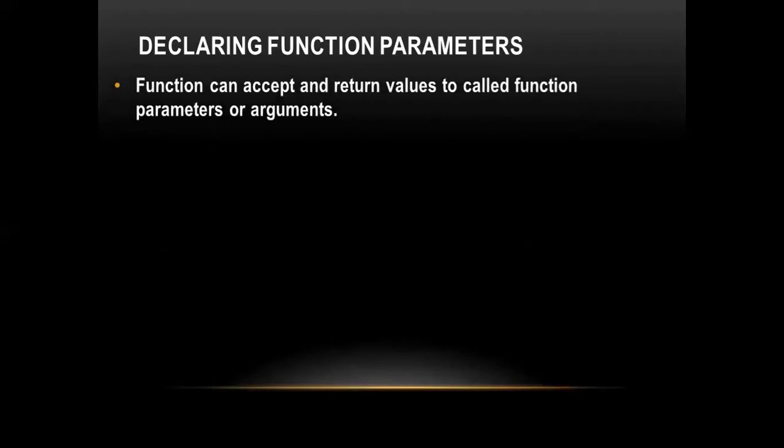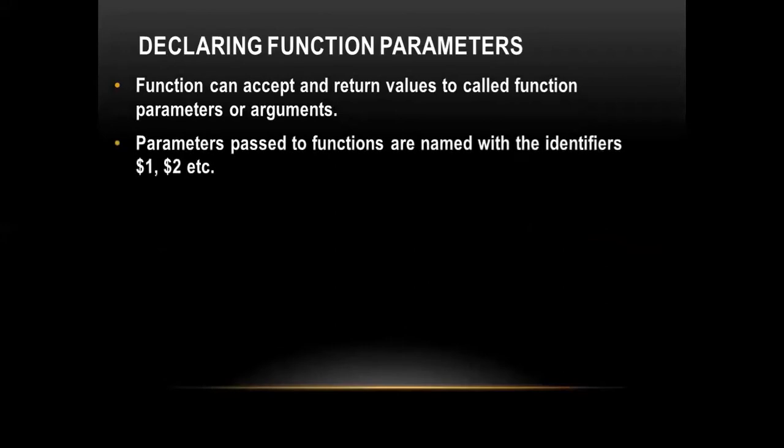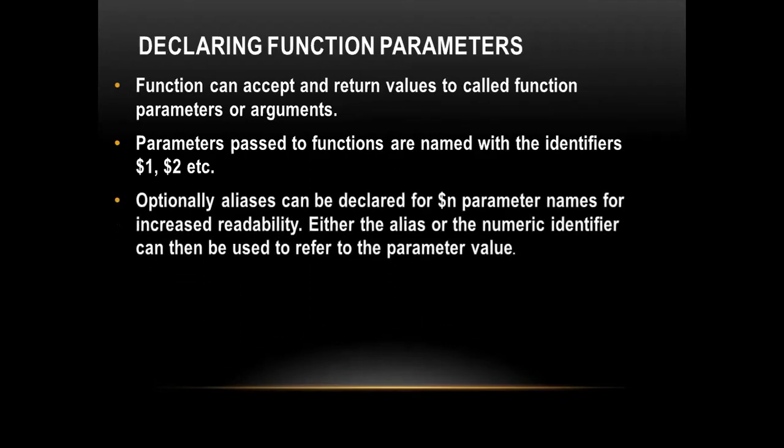Functions can accept and return values, called function parameters or arguments. Parameters passed to a function are named with the identifiers $1, $2, etc. That means whatever we are passing to the function, it will automatically take as $1, $2 up to $n. Optionally, aliases can be declared for the $n parameter names for increasing readability. Either the alias or the numeric identifier can then be used to refer to the parameter value.